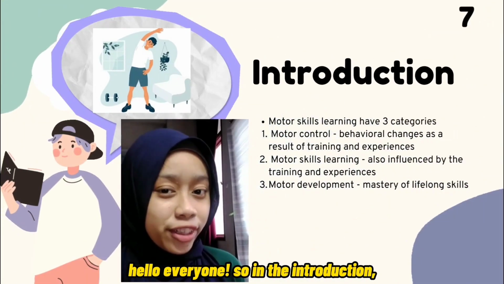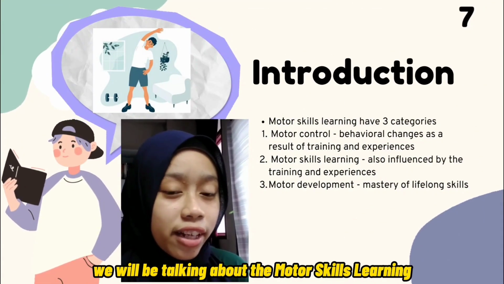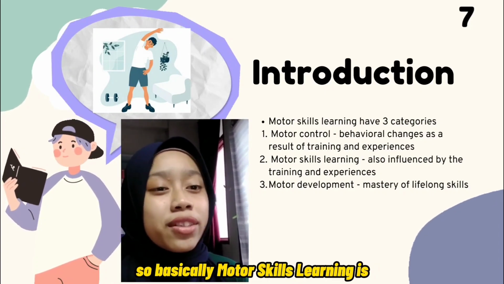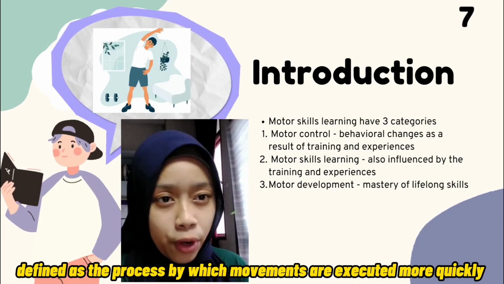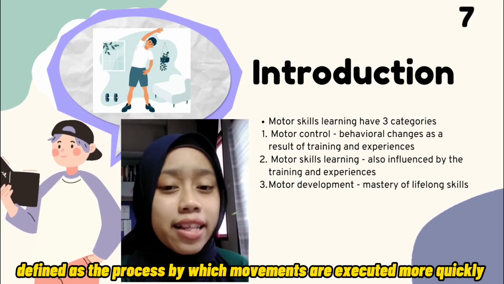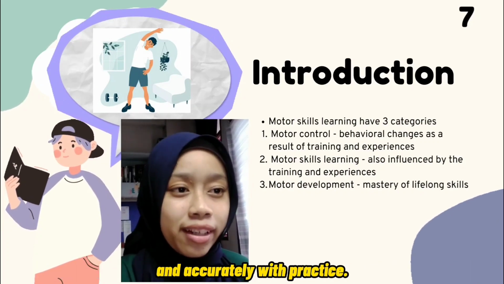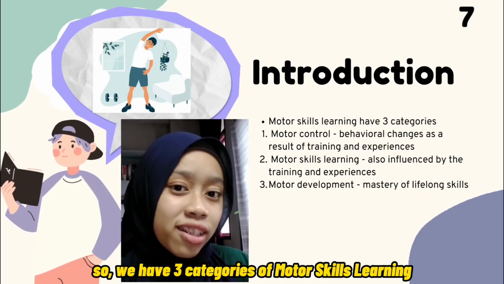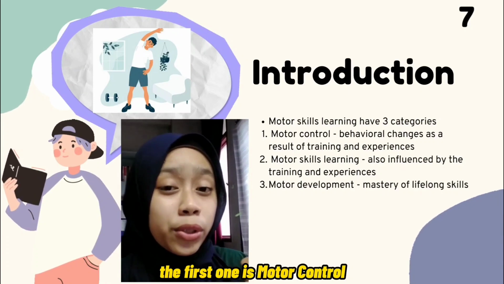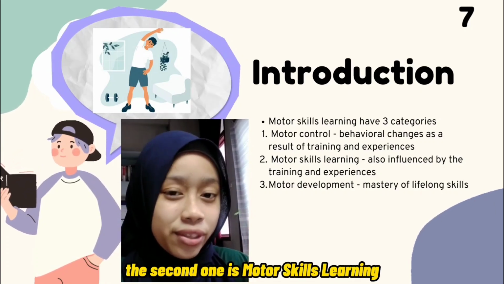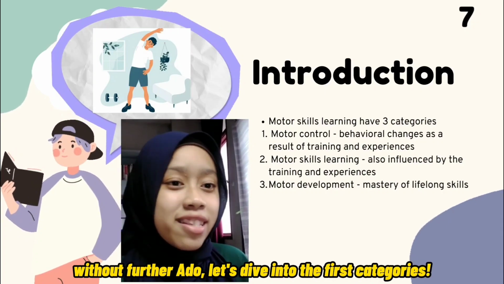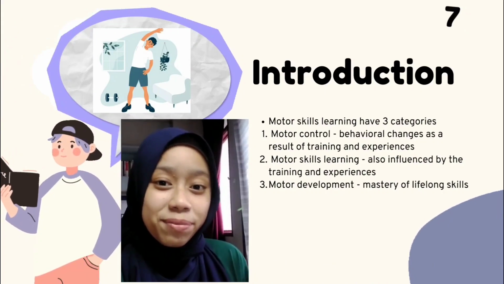Everyone, so in the introduction we will be talking about motor skills learning, like what is it and how many are there. Basically, motor skill learning is defined as the process by which movements are executed more quickly and accurately with practice. We have three categories: the first one is motor control, the second one is motor skills learning, and the third one is motor development. Without further ado, let's dive into the first category, shall we?